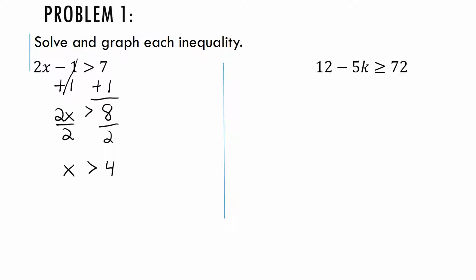8 divided by 2 is 4. And now our answer is x is greater than 4. It's letting you know that all the values for x must be bigger than 4 for it to be an answer.